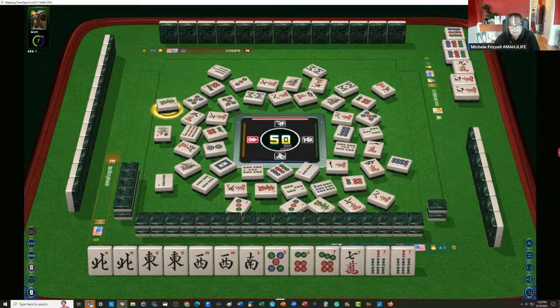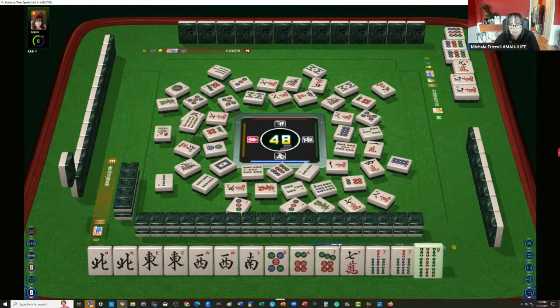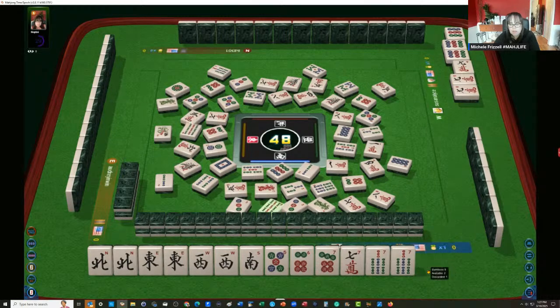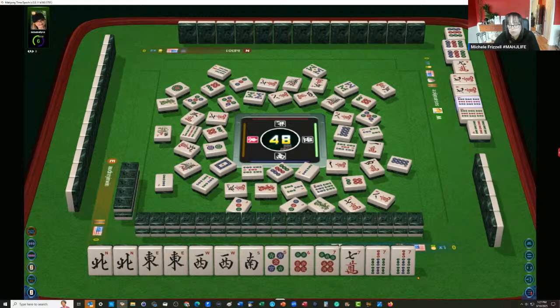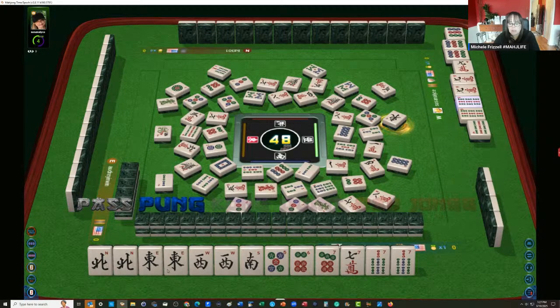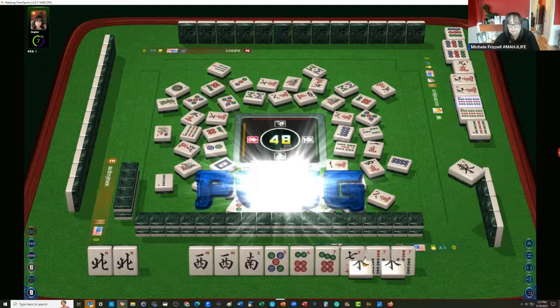Green dragon. 1 dot. Okay, 9 bam. I don't think they're ready to win. I'm going to discard it now. 9 bamboos. Pung. Okay, now we know. They're playing the second hand down East under wind. 369. Okay, let's pung. Pung.